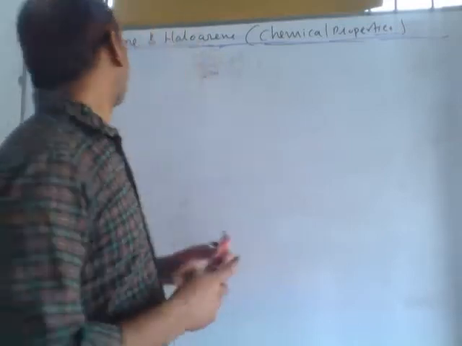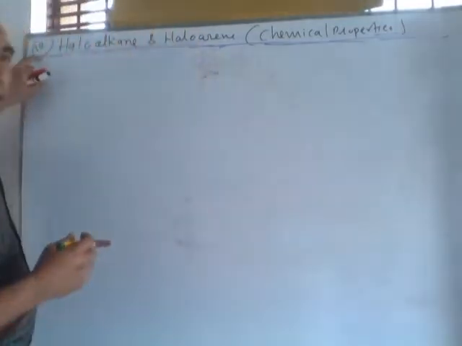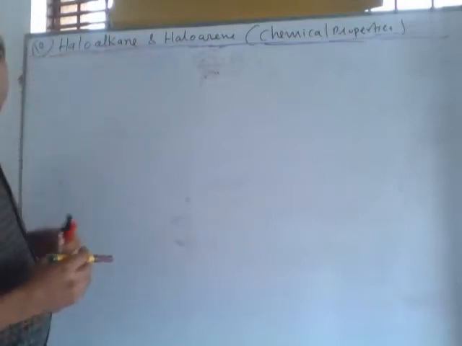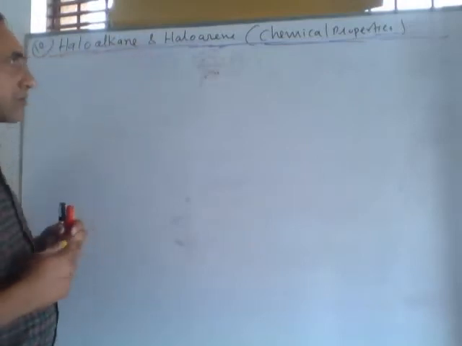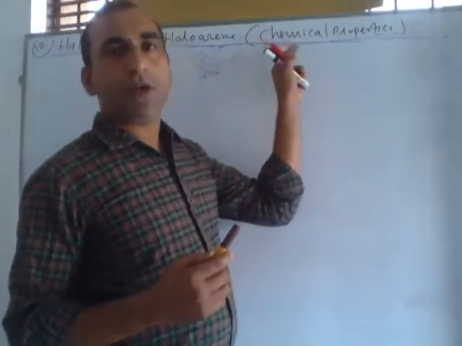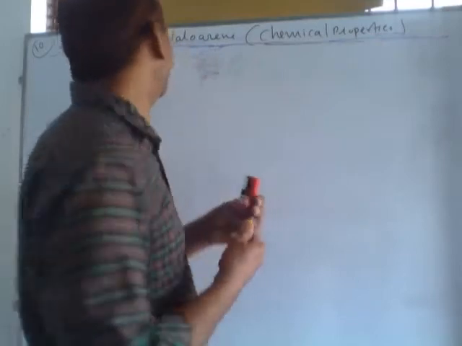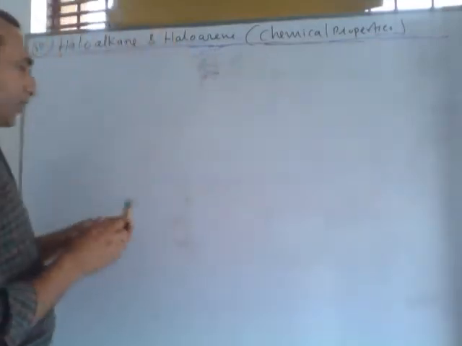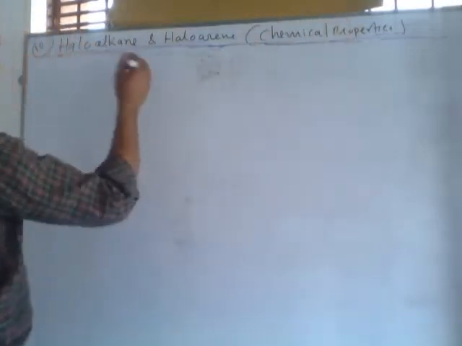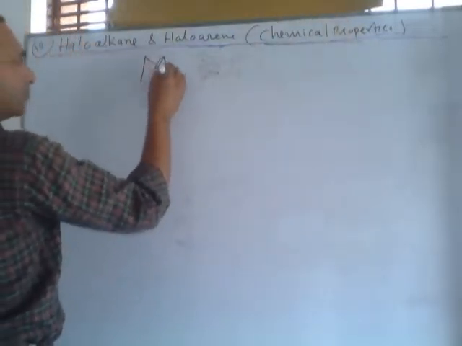We will learn chapter 10, haloalkane and haloarene, organic chemistry. Our topic is chemical properties. We are writing a trick to remember the different types of chemical properties of haloalkane and haloarene.